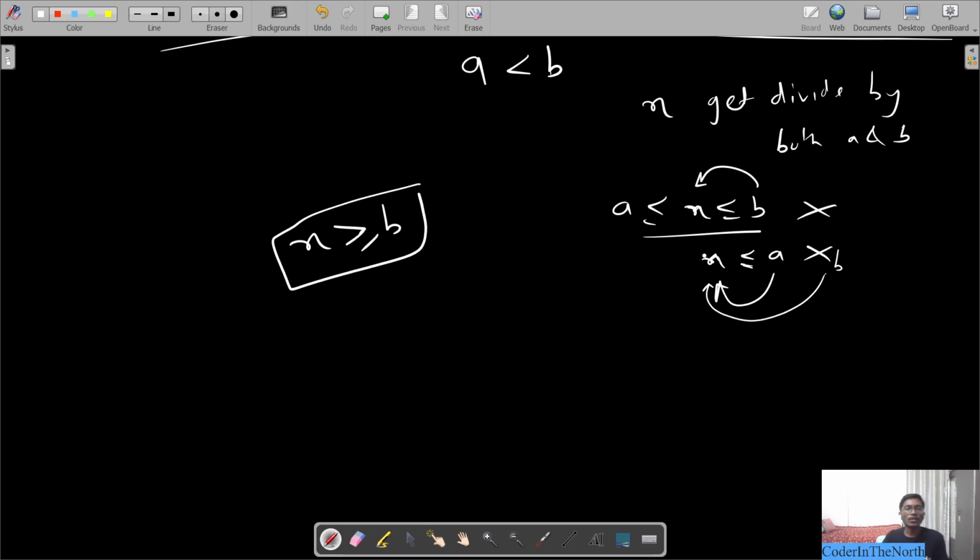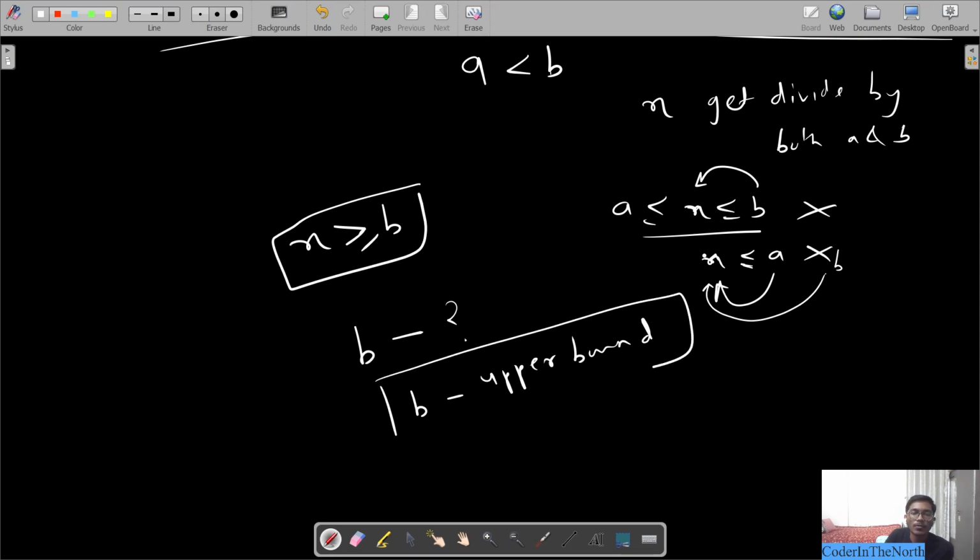Now if I have to find the number X in a very brute force way, I'll travel from B to where? I really don't know. Probably I will travel from B to some very large range. I really don't know what the upper bound is here, it can be anything. So I really don't know how many steps I'll require.